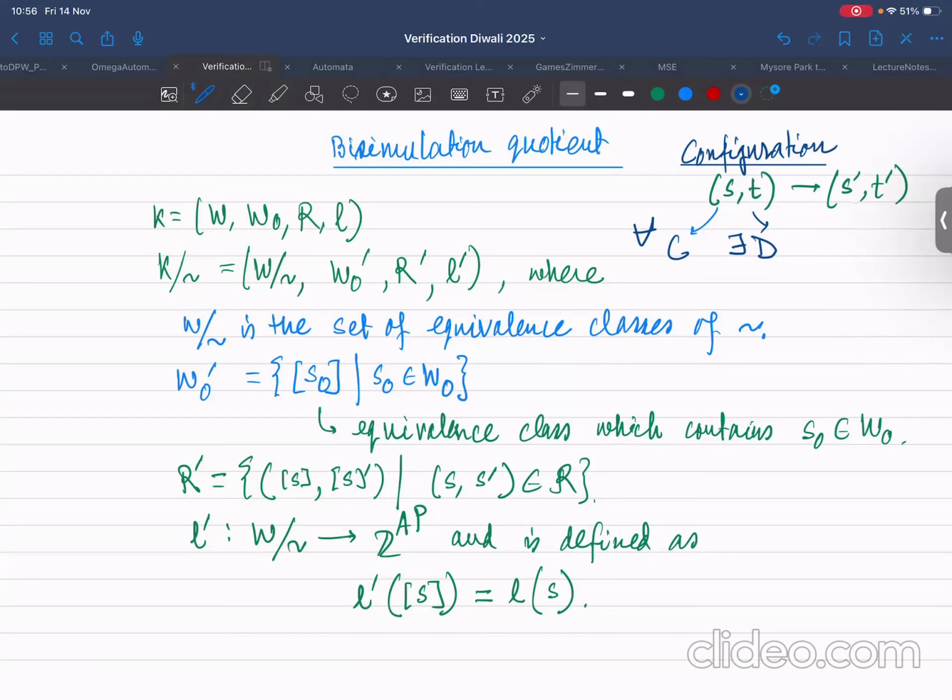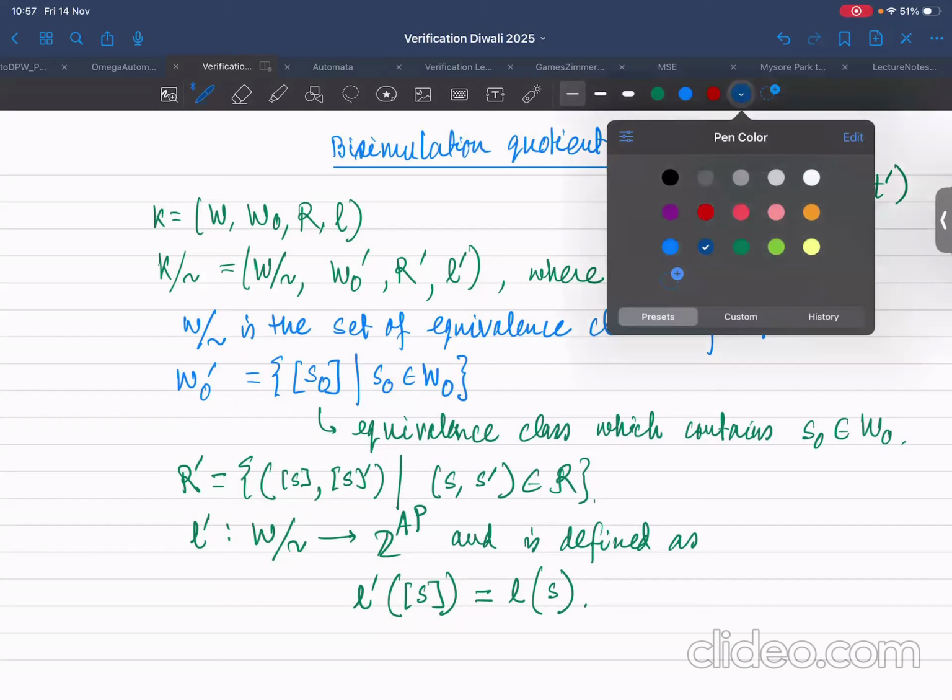No, C is the for all player. C is the challenger. So what is the role of the challenger? The challenger is making a move, and the defender is trying to mimic the move. So the challenger is making a move every time, and the defender is trying to mimic the move of the challenger.